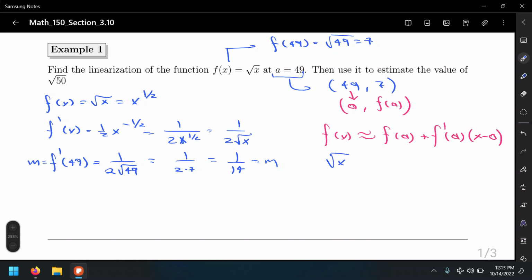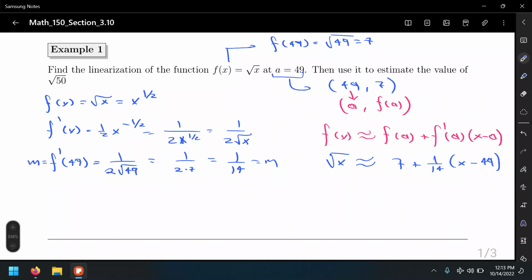So in this case, what we're saying is that the function square root of x is approximately f of a, which is 7, plus f prime of a, that's 1 over 14, times x minus a, which is 49. So that's our linear approximation. Well, now we're going to use this linear approximation to estimate the value of the square root of 50.